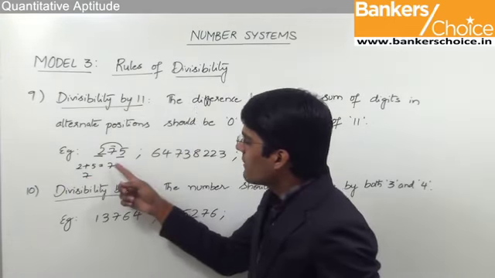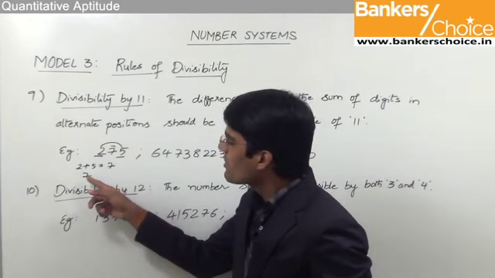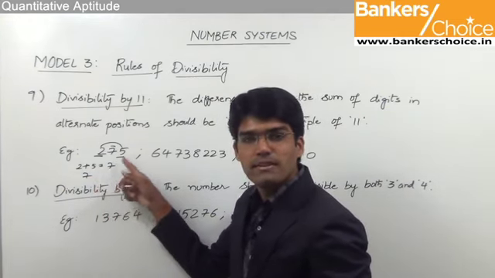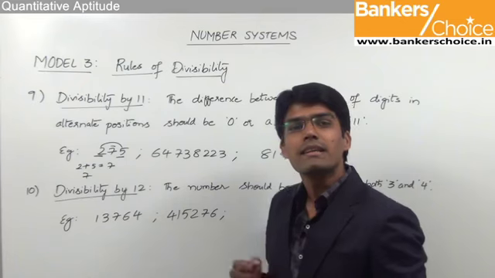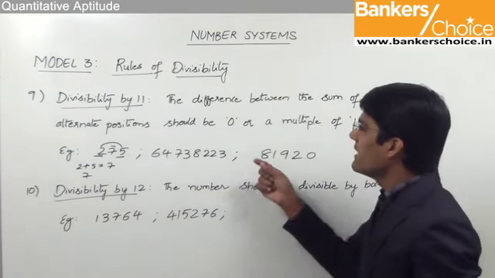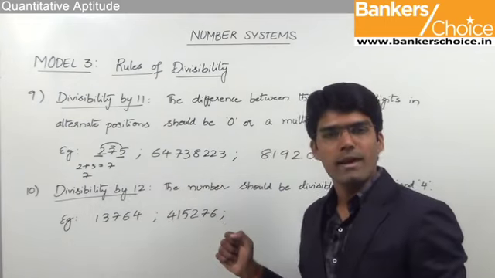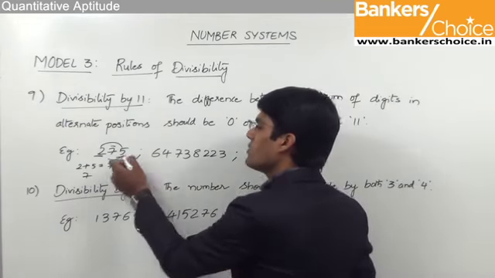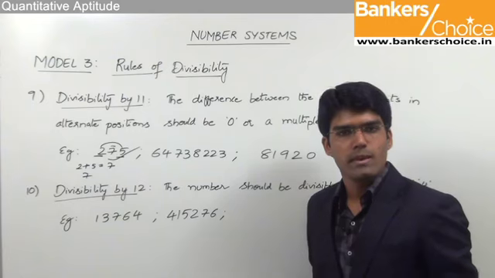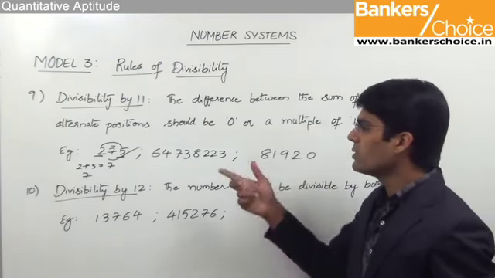Now we see that one of the sums is 7, the other sum is also 7. And the difference between these two sums, 7 minus 7, is 0. So as given here, if the difference is 0 or a multiple of 11, the number is divisible by 11. So we can say that 275 here is divisible by 11. Let us take one more example to understand this.